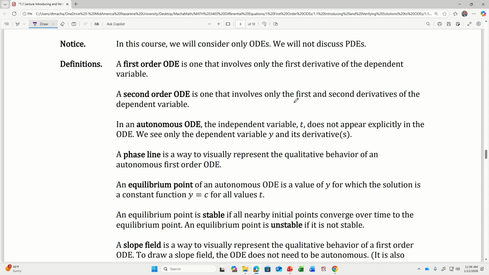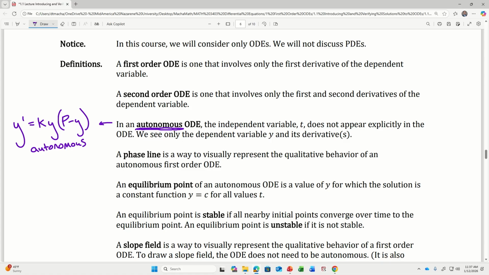In an autonomous ODE, that's a new word, the independent variable t does not appear in the ODE. So what did we just do? We just solved the ODE y prime is equal to k y times p minus y. This is autonomous. Not all ODEs are autonomous, but we call it autonomous because the variable t doesn't actually show up here when I write down the ODE.